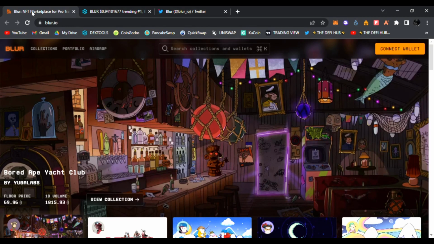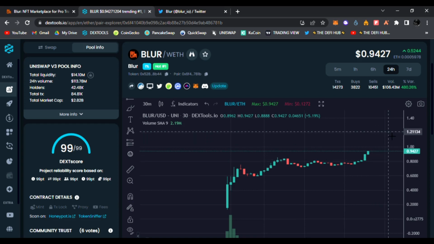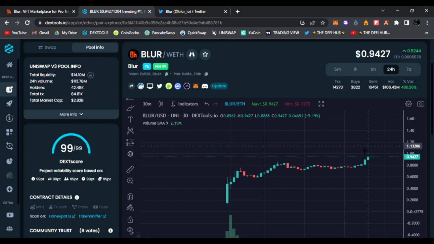It's called Blur. It's a brand new NFT connect wallet kind of interface, and a lot of people got some airdrops of this token Blur, but we're going to go over and see what it's all about. It has over a 2.82 billion market cap. Look at that. It's been growing nonstop, already at 94 cents. I believe this can easily break $1, $1.20, $1.40 very soon. So I'm very much bullish on Blur right now.